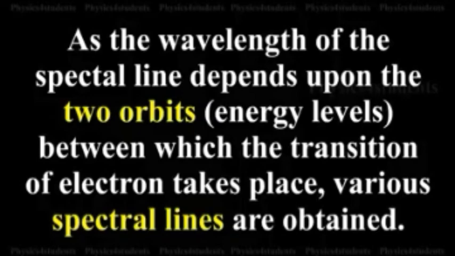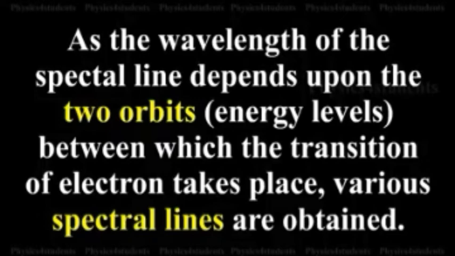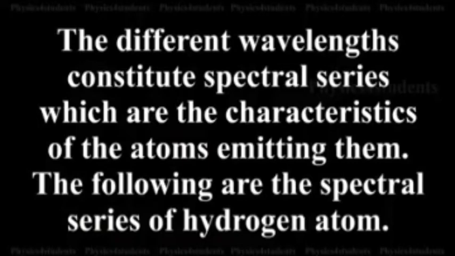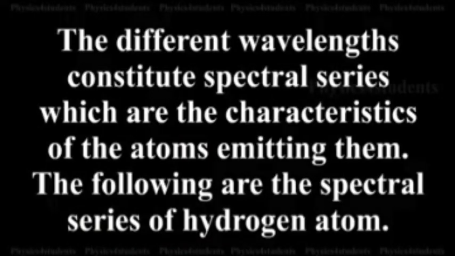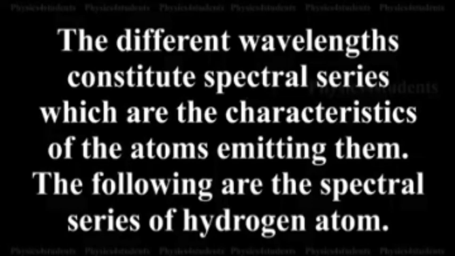As the wavelength of a spectral line depends upon the two energy levels between which the transition of the electron takes place, various spectral lines are obtained. The different wavelengths constitute spectrum series, which are characteristic of the atom emitting them. The following are the spectral lines of the hydrogen atom.